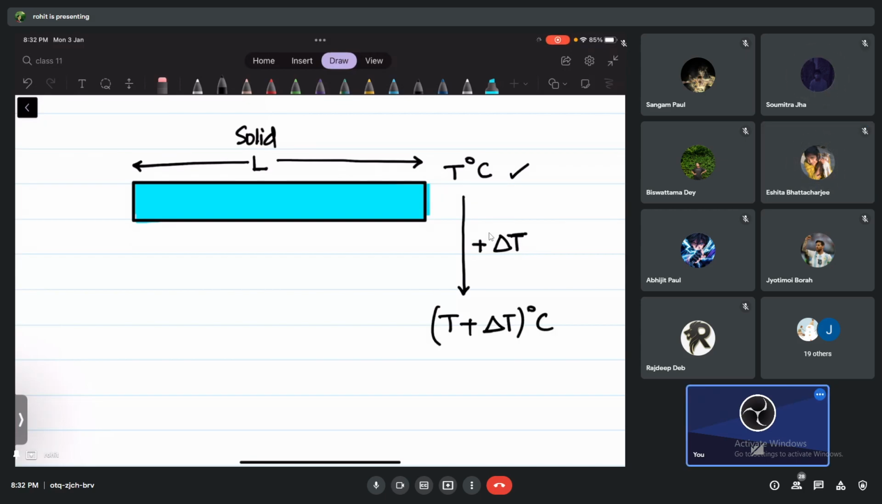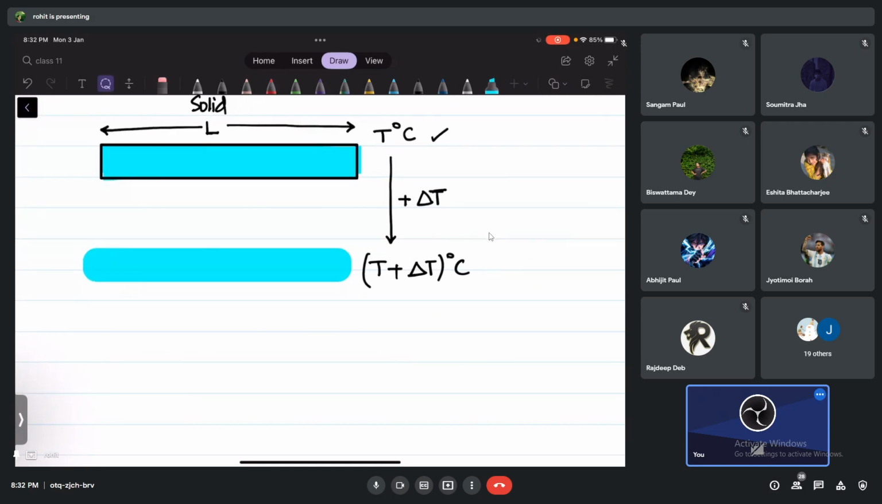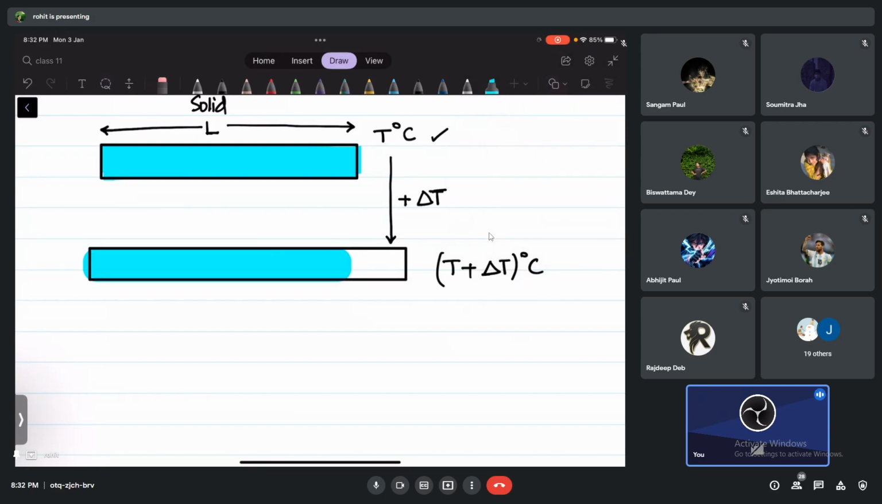Okay, so now let's check what will happen. Tell me, will it look the same, or will it look a bit more in length, breadth and height, everything actually? No, let's just talk about length right now, because we are talking about linear expansion. So let me draw that box so it will be clear to you all. I've drawn it, but it is more now, not like before.